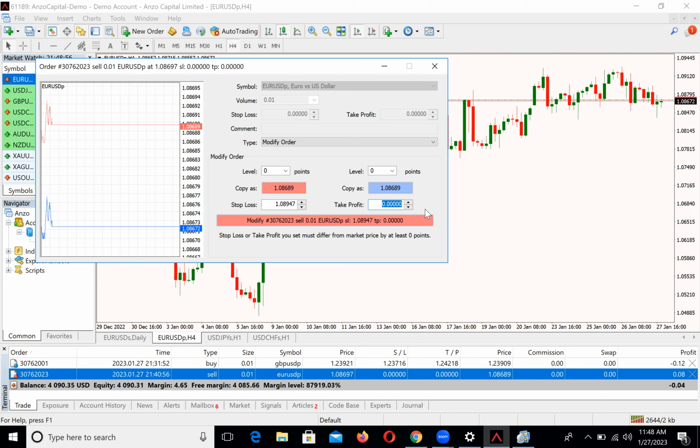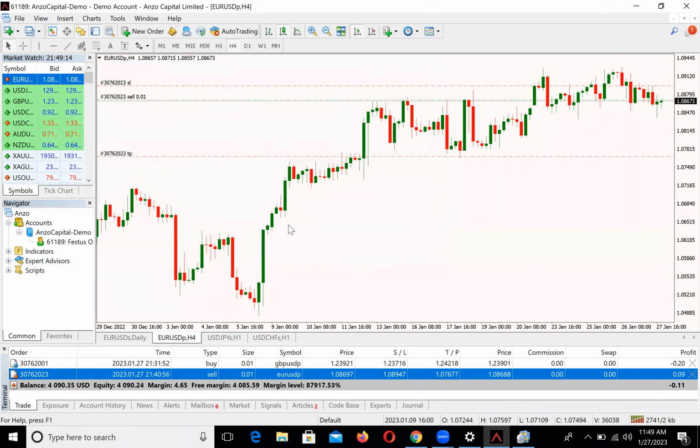Guys, let's go. That's 1.07677. Okay. So you click on modify and okay. All right. So you can see here, our take profit is down below here. Our stop loss is at the top here. So if the price keeps on going down and hits this place, we made our money. But if price goes back up and takes us out, we made a loss on that particular trade. Okay. So let's keep going, guys.